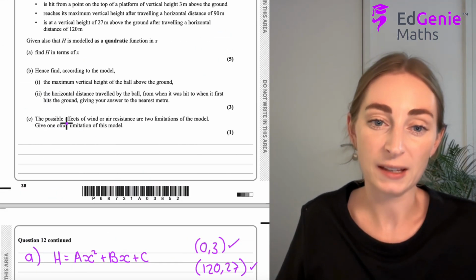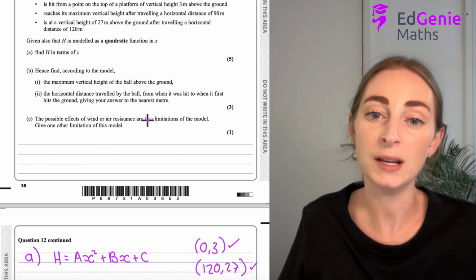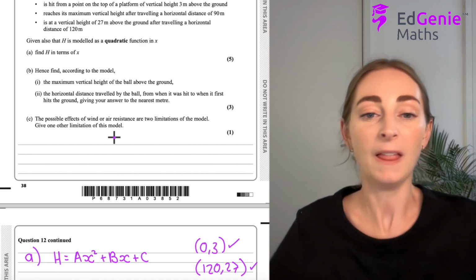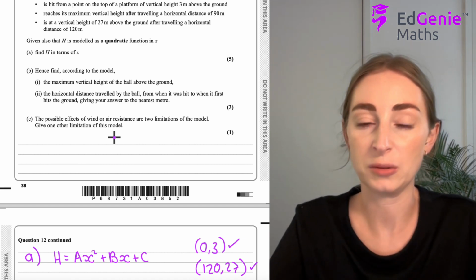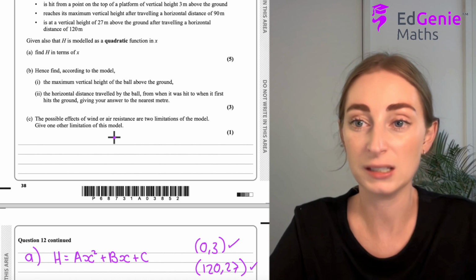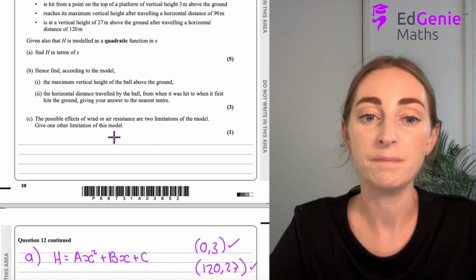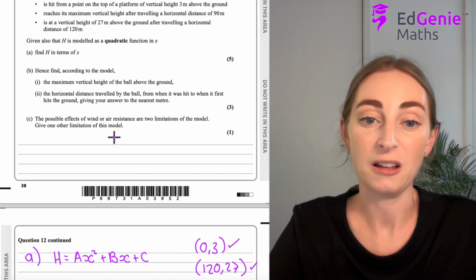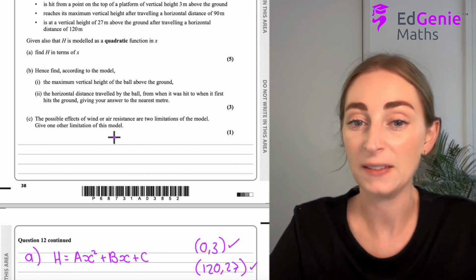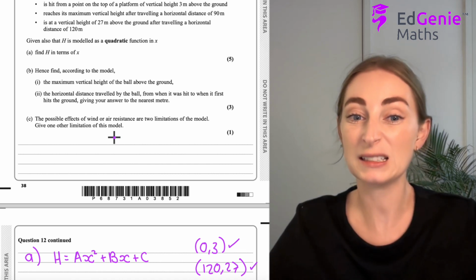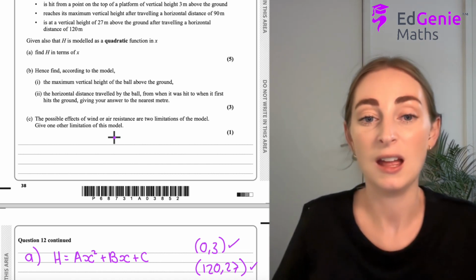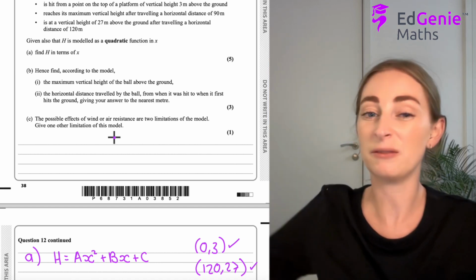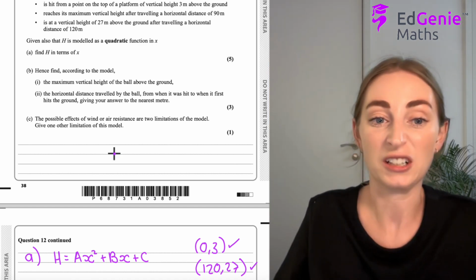The possible effects of wind or air resistance are two limitations of the model. Give one other limitation of the model. So there's a few different things you could do here. Spin of the ball is quite a good one. You could also say the ball has been modelled as a particle. You could also say that the ground wouldn't be completely flat, so that could cause issues. Like if the end where the ball lands is actually higher than ground level, that would change things. Anything like that will do.